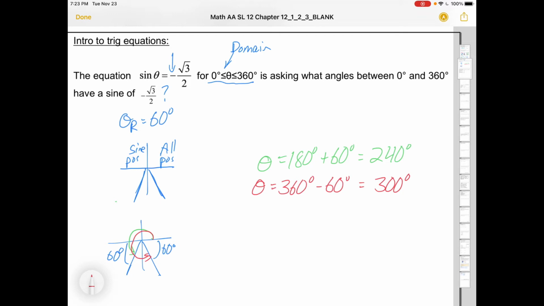Now, how can you check an equation? You can just throw it in your calculator and see what happens. So let me try that angle of 240. I'll see if sine of 240 really is negative root 3 over 2.